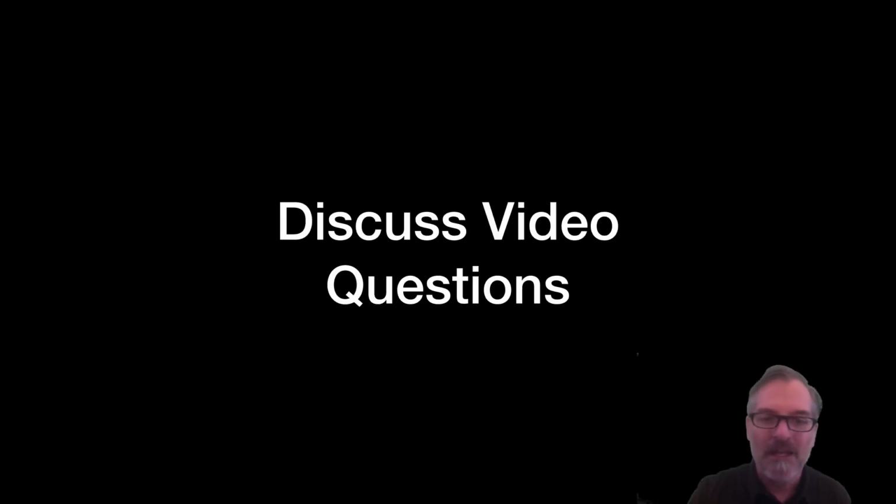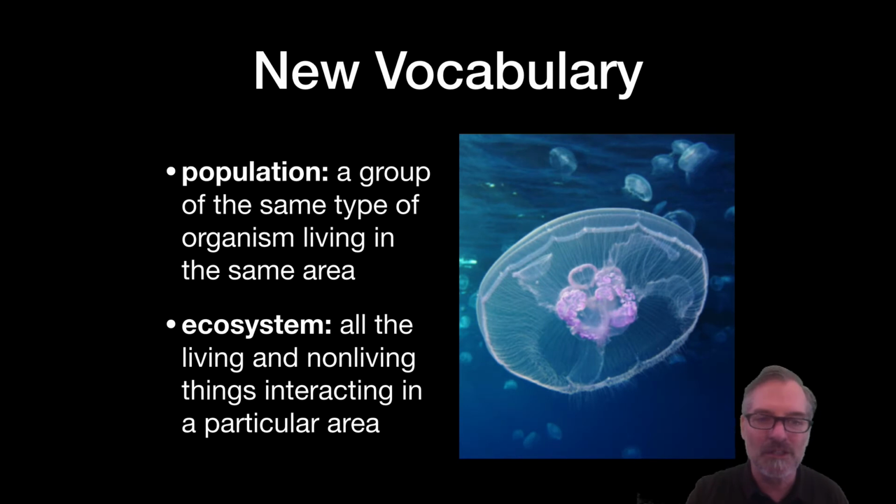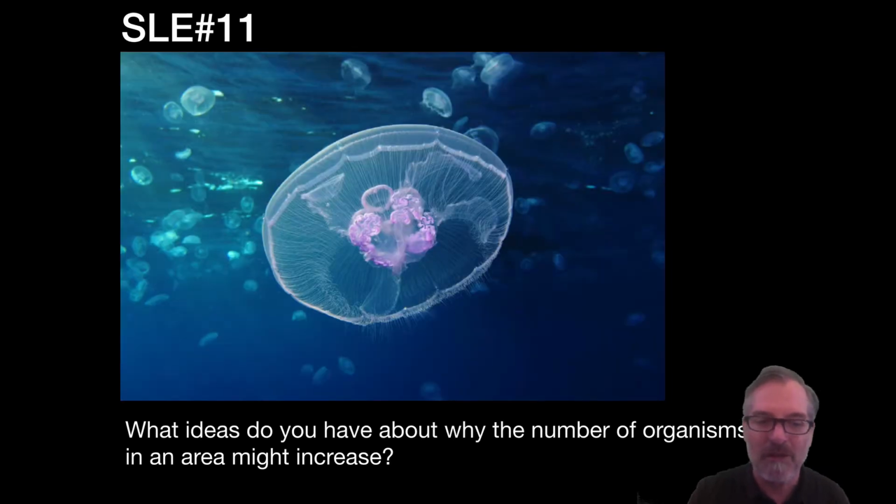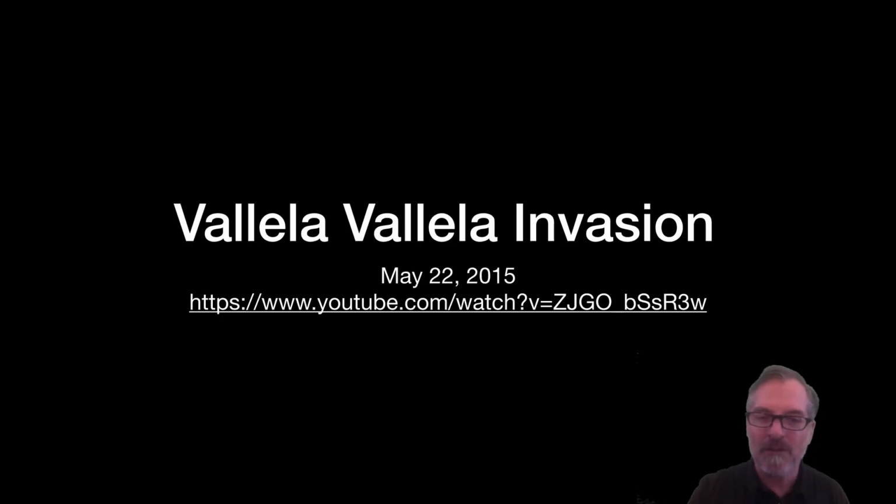Okay? And then we had some discussion questions. We had some new vocabulary: population, ecosystem. The unit question is key: why do populations change in size in an ecosystem? Okay, so that's what we should be thinking about. And then you gave some of your thinking or your reasoning of why you think there'd be an increase.